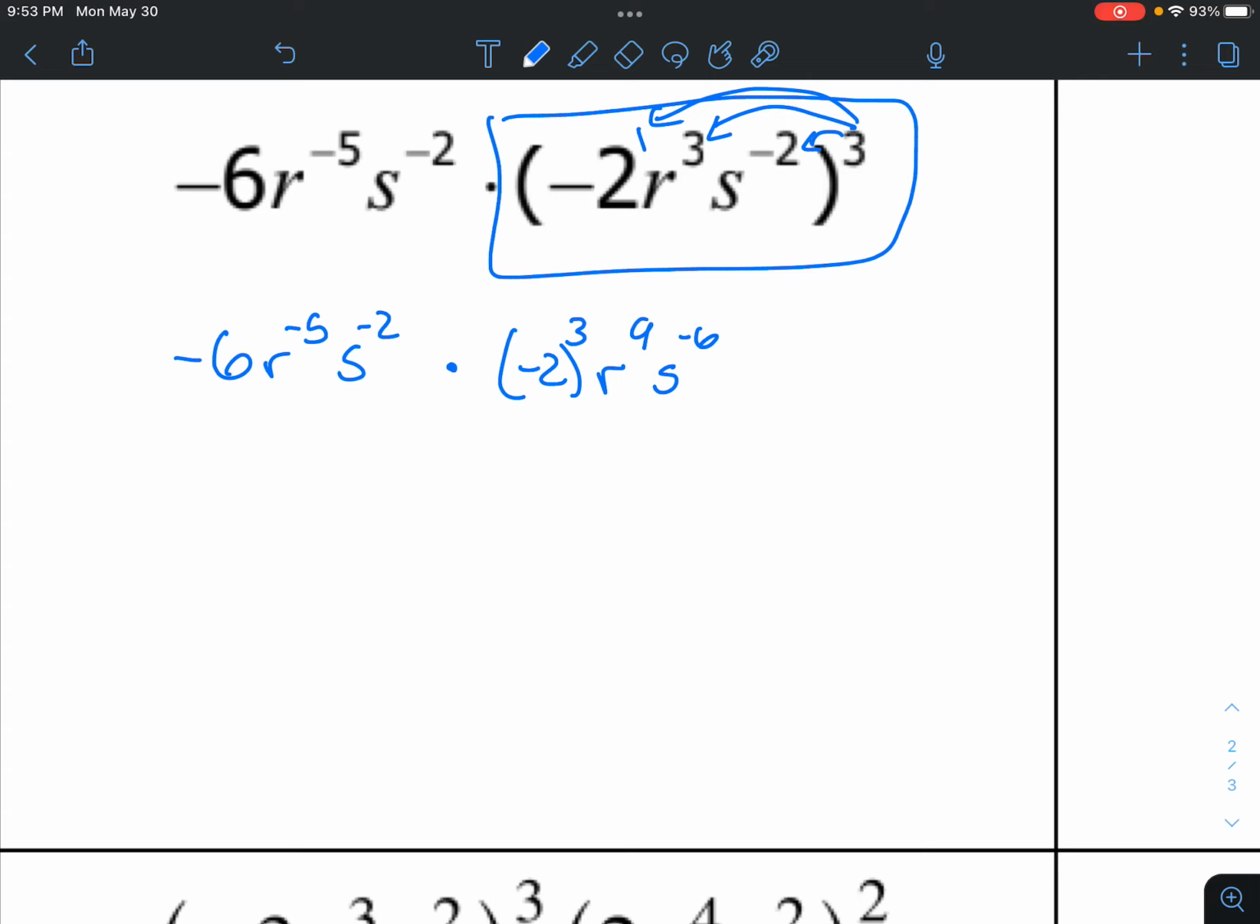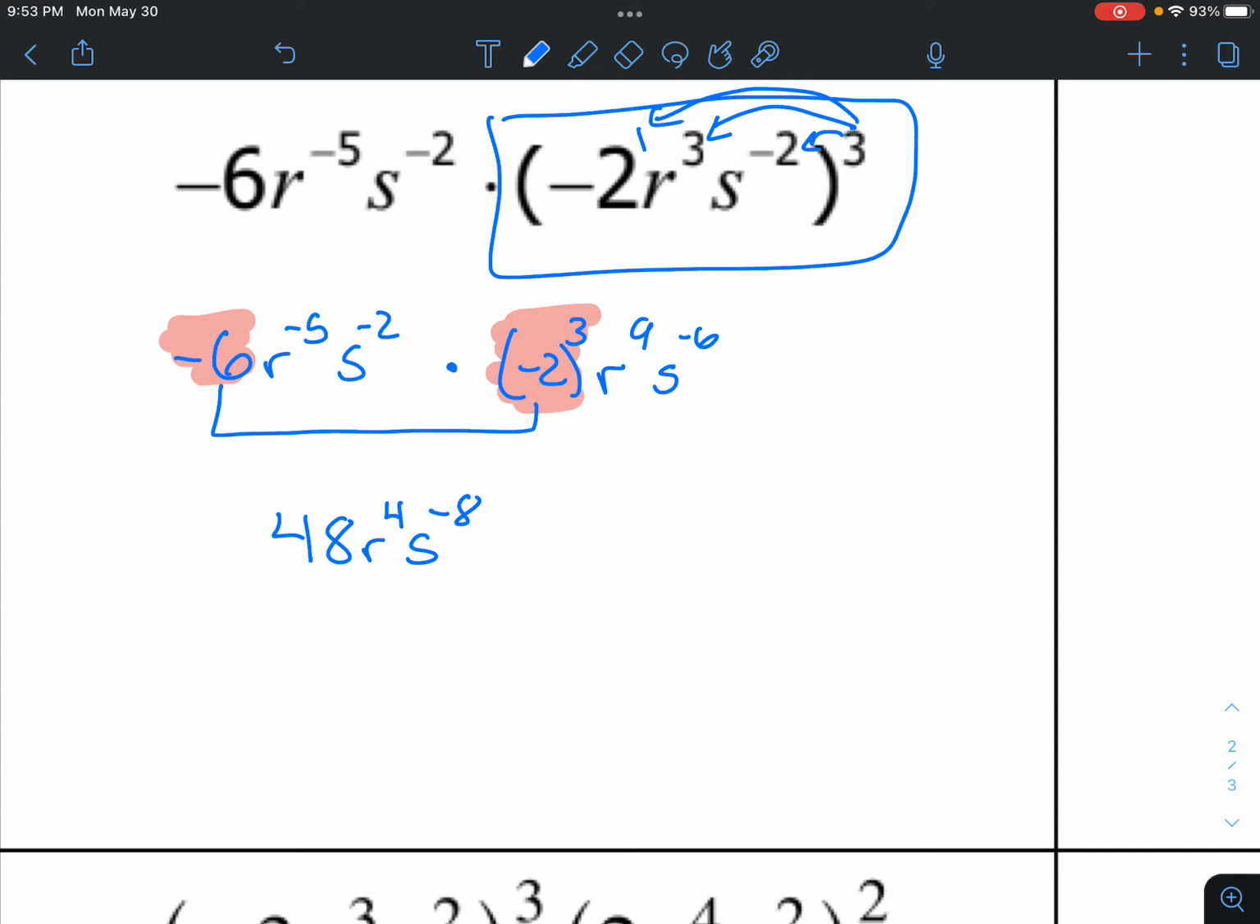Now, we need to figure out what negative 6 times negative 2 to the 3rd is. Negative 6 times negative 2 to the 3rd gives us an answer of 48. So we have 48. Keep the base of r, do negative 5 plus 9 gives us 4. Keep the base of s, negative 2 plus negative 6 gives us negative 8.